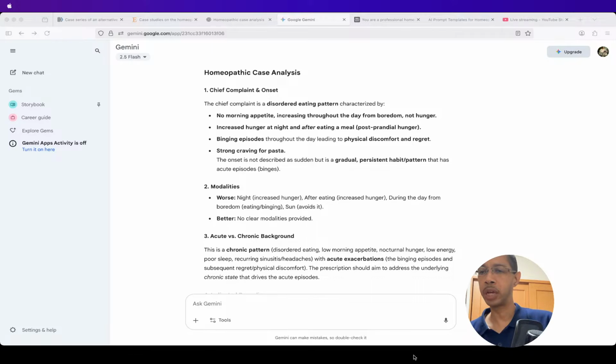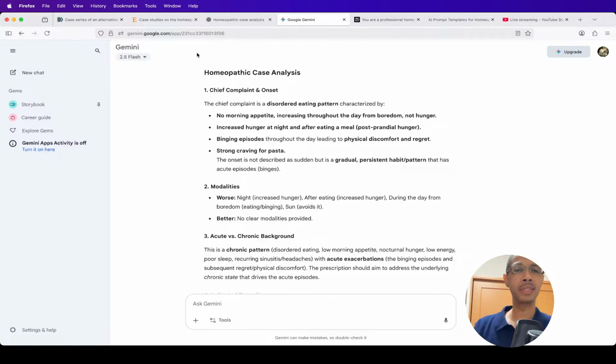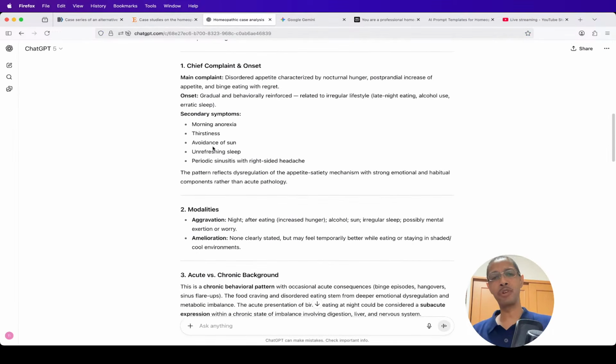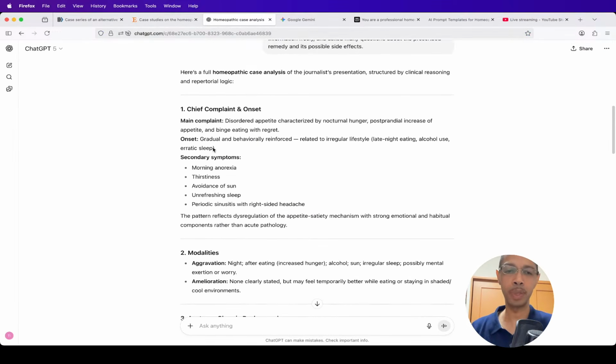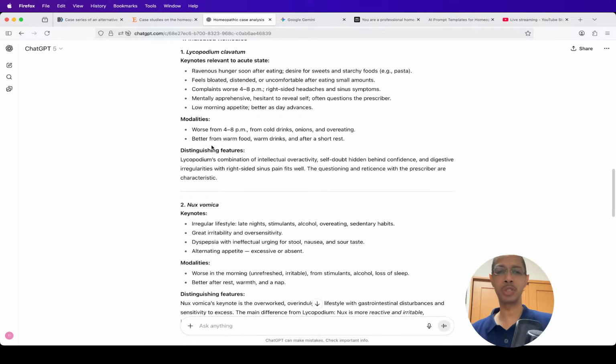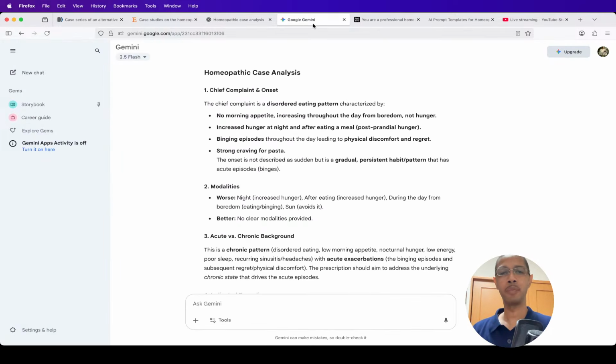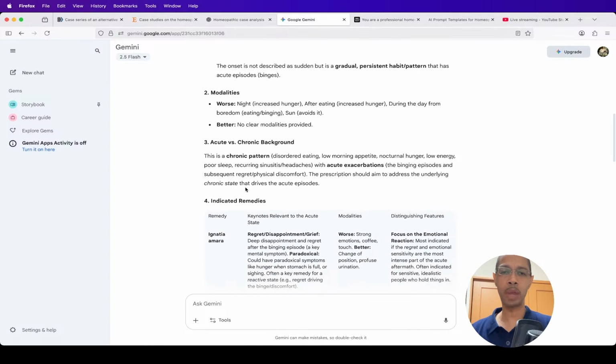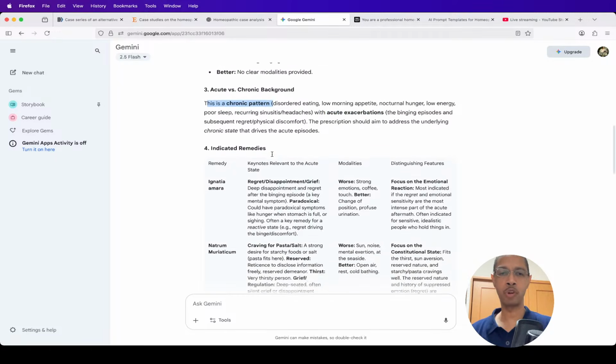Let's see what we got in the chat here. Would not have chosen Lachesis. Well, they chose Lachesis. Maybe I don't know if you're in line with what ChatGPT chose. Maybe that's why ChatGPT didn't choose that one. But you can see here in Gemini, acute versus chronic background. Again, it outlined this is a chronic pattern. There's some acute exacerbations, but it recognized that this is more chronic than acute.